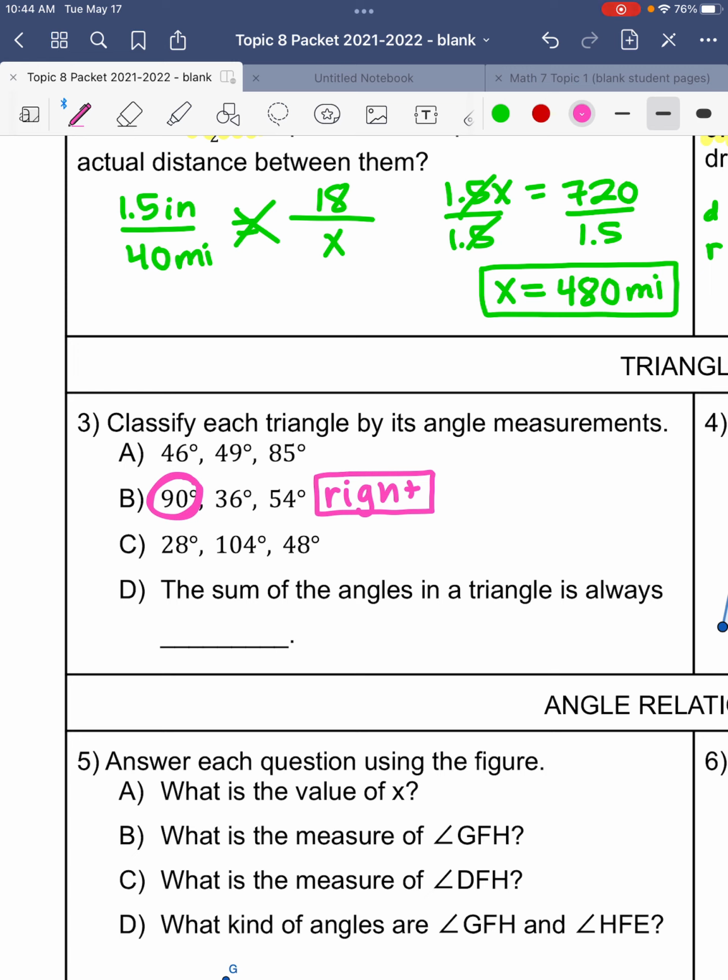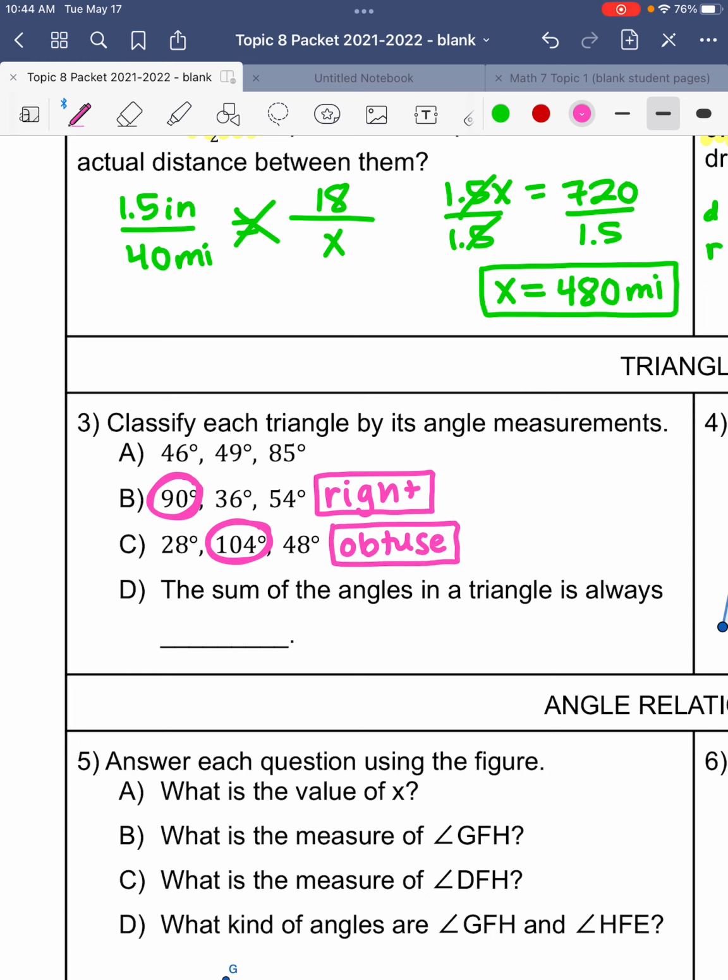Okay, let's look at C. 28 degrees, 104 degrees, 48 degrees. That 104-degree angle is key. I have one angle that's greater than 90 degrees, which means that this is an obtuse triangle.